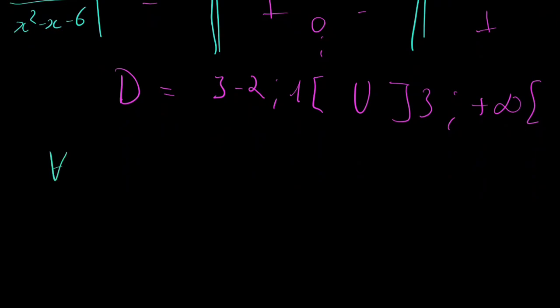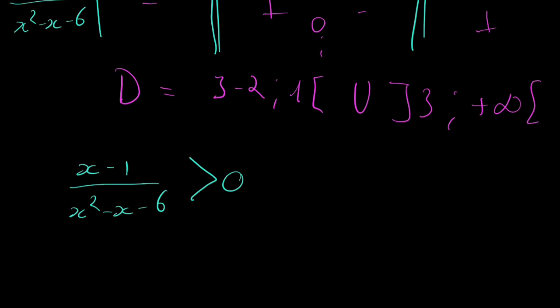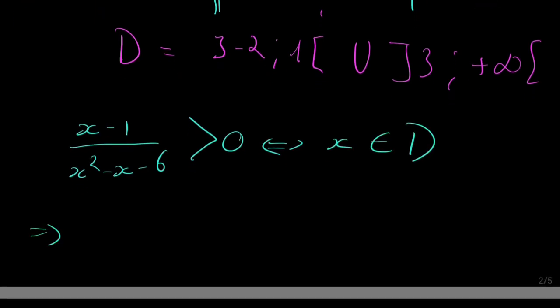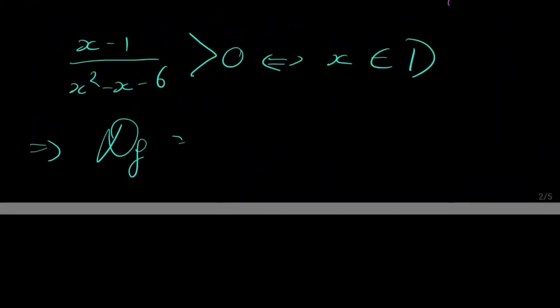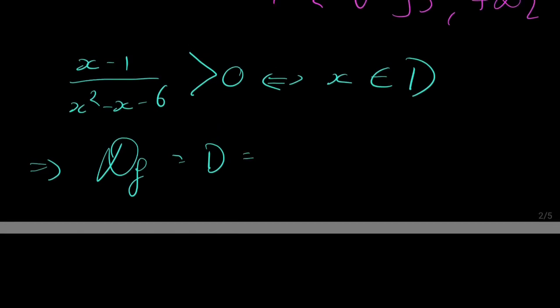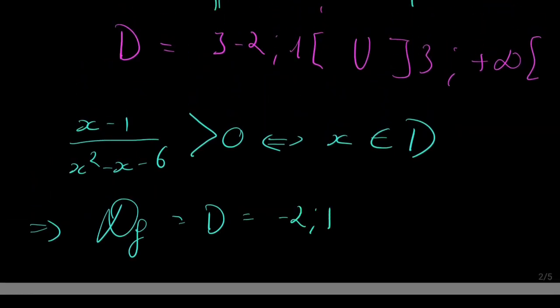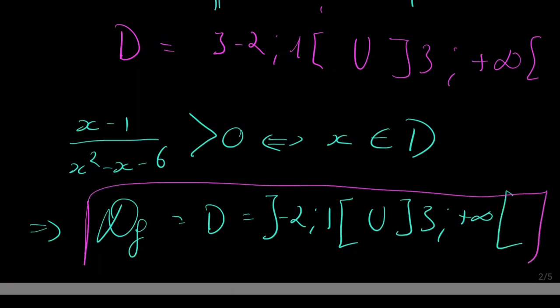So we've got x minus 1 over x squared minus x minus 6 greater than 0, and this also saying that this is defined, is equivalent to x in D. And that implies that the domain of definition of f, being this function, is equal to D. And this is equal to minus 2, 1 excluded, union, 3, plus infinity. And we have solved our exercise.